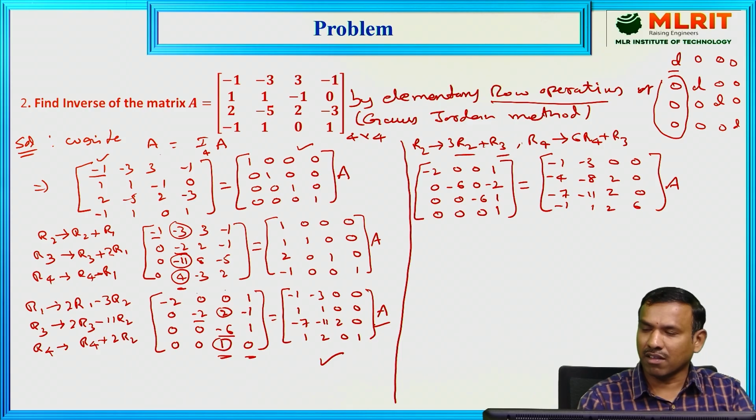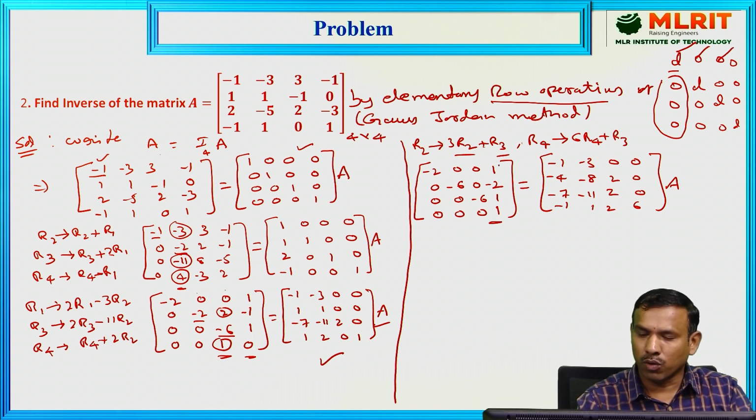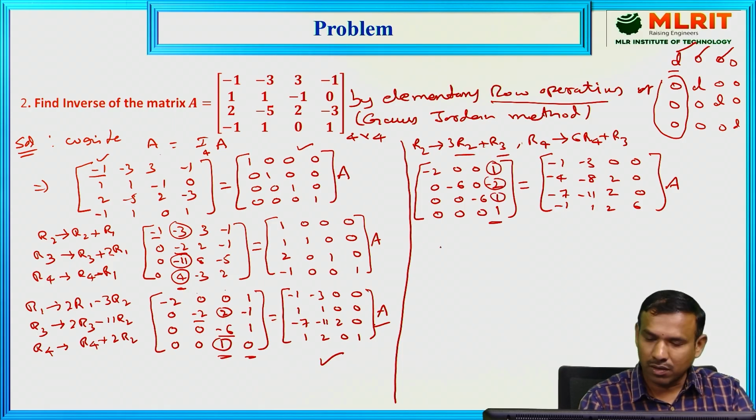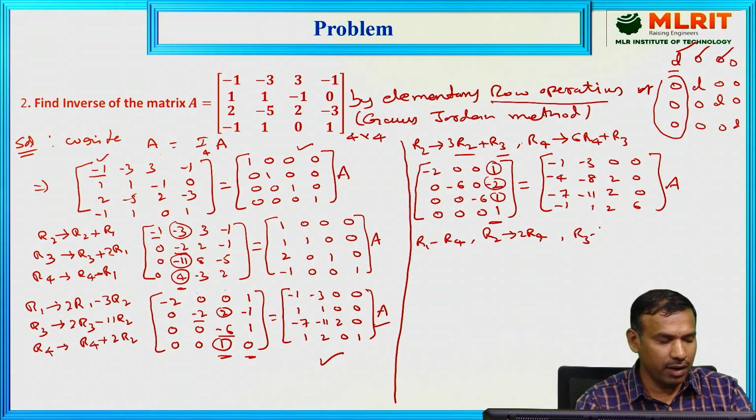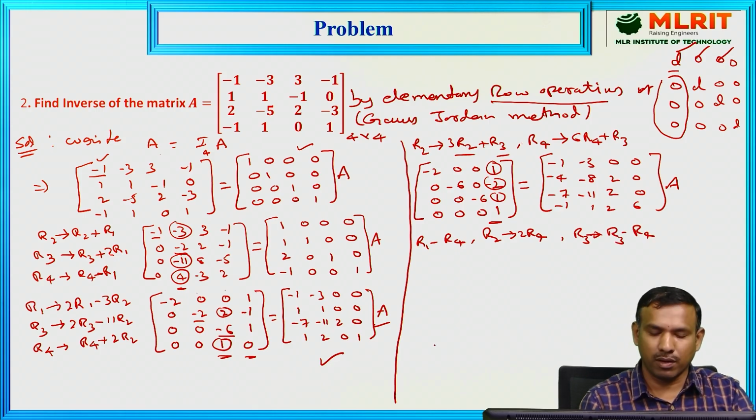Next, see, first 3 tasks completed. See, these elements also done 0. This first task completed, second task completed, third task completed. Now using R4, we have to make this element 0, this element 0, above 3 elements we have to make 0. So what are the operations? Simply R1 minus R4. R2 implies R2 plus 2R4. Next, R3 implies R3 minus R4. R4 we are using. So in the next slide we will write these operations.